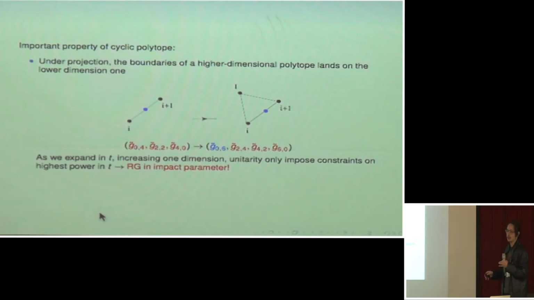So just to make it a more physical statement, remember that I'm expanding in t when I'm going to higher dimension. So this is basically the statement of RG. When we think about the renormalization group, we think that once you define something, you can have a separation between scales, and once you have the separation between scales, whatever happens at the lower scale is not subject to constraints from the higher scales. And this is a particular realization of the fact that RG is there. Of course, this is not the usual RG. This is really RG in impact parameter space.